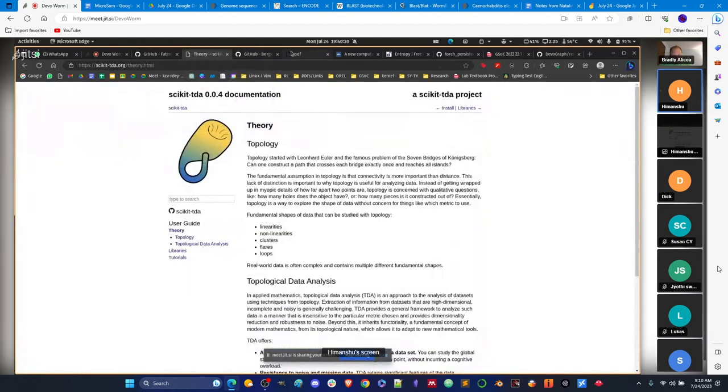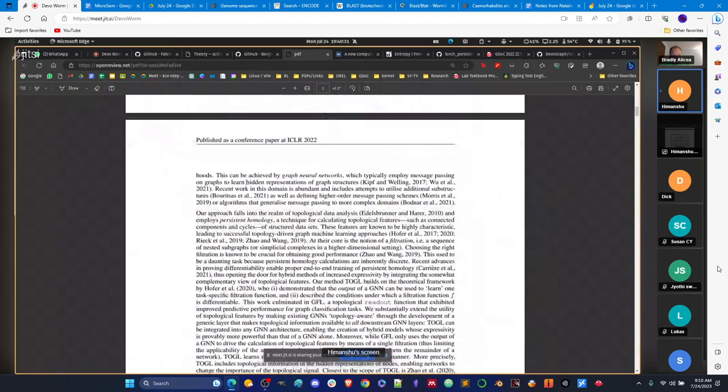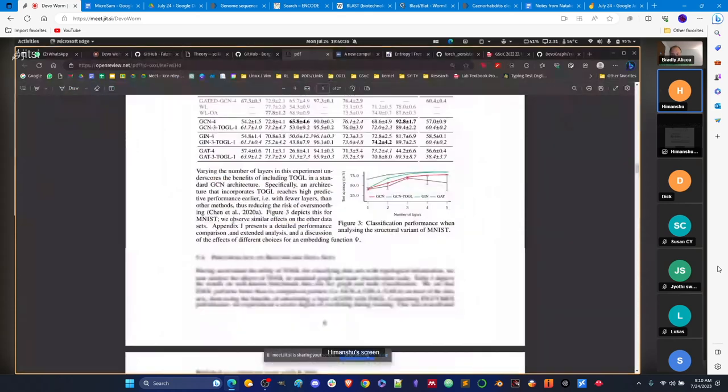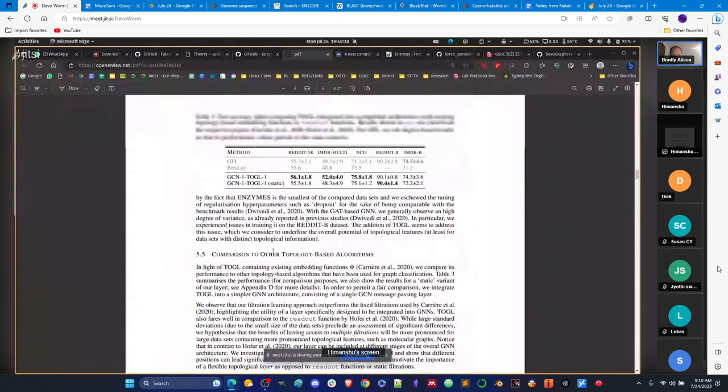All right. Which is what these guys have done as well, like the ICL elements. Okay. And this paper is, what is this paper?